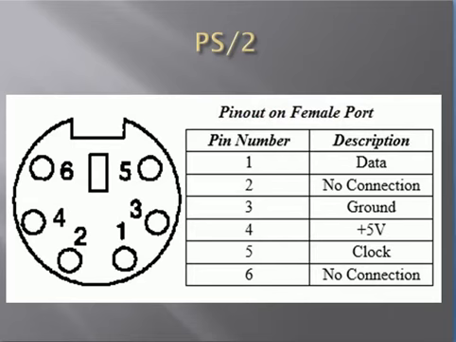PS2 is a 6-pin DIN connector. The pinout diagram of the PS2 female connector is shown in the picture. There are 6 pins, and each pin has a special description. Number 1 is for data, number 2 is no connection, number 3 is ground, number 4 is plus 5 volt, number 5 is clock, and number 6 is no connection.